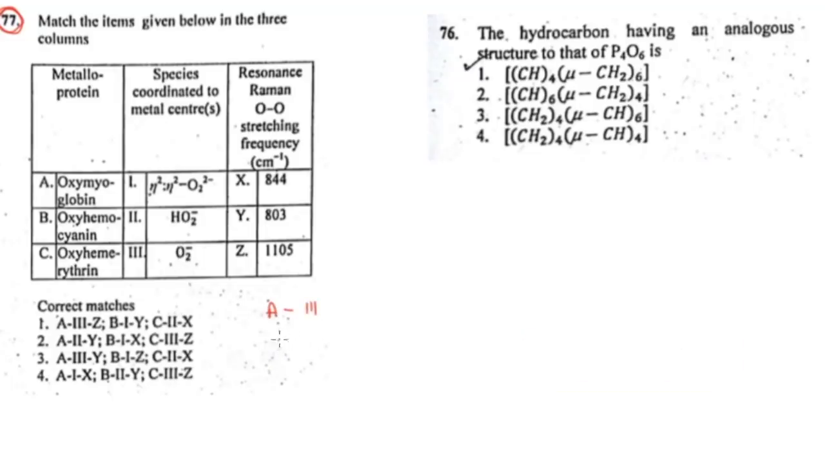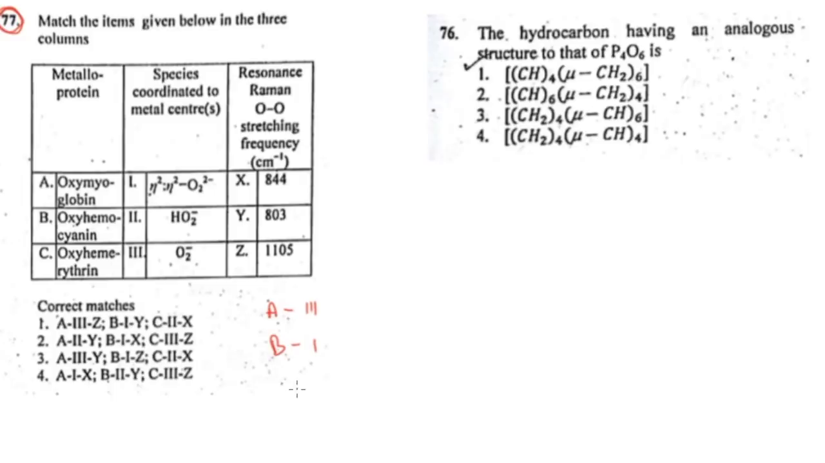Now let's talk about B. In oxyhemocyanin, your metal is matched with eta 2 O2 2 minus, where the peroxide is a bridging one. So that's why B is matched with 1.